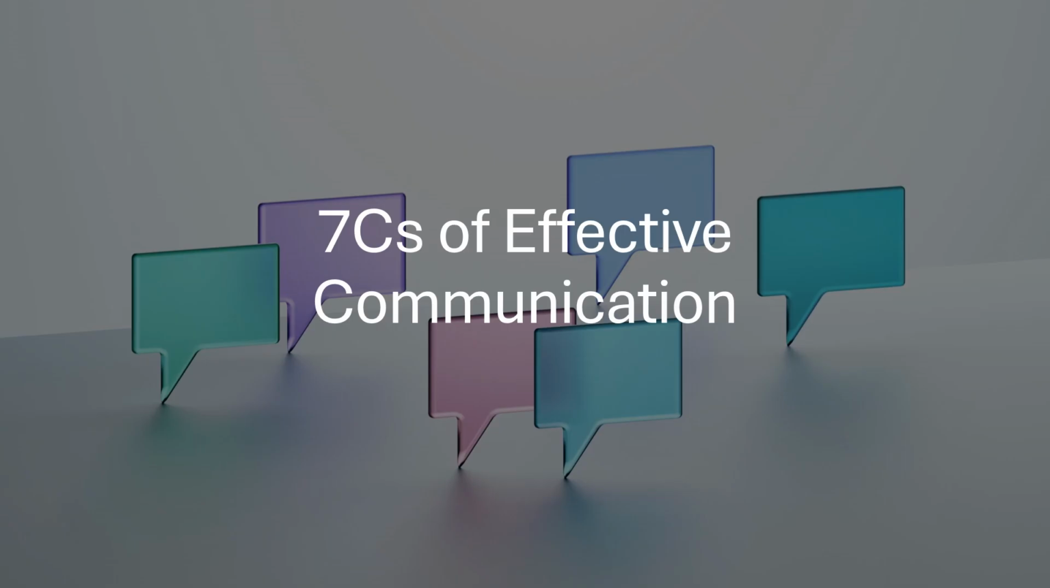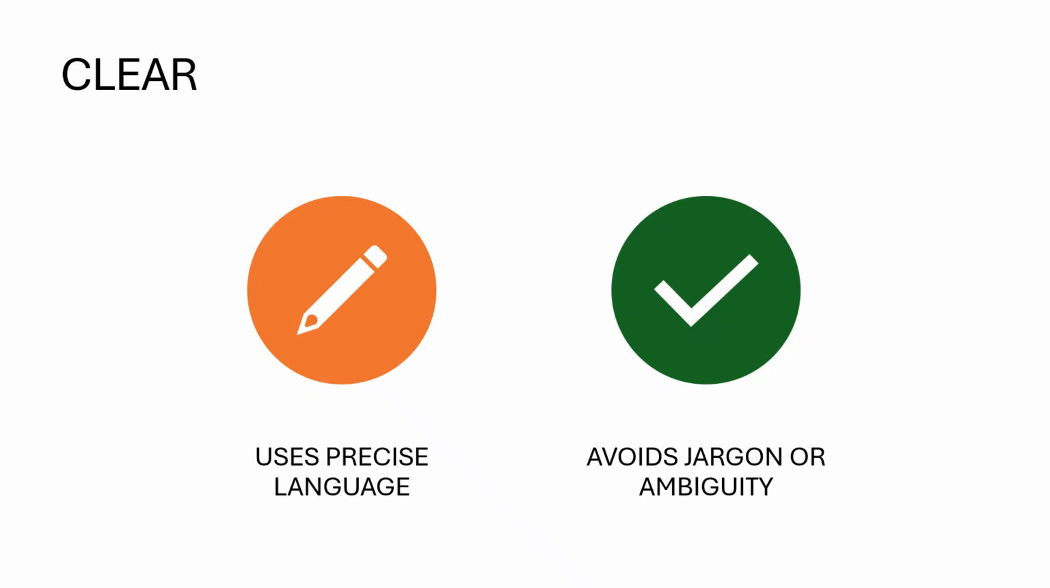Now let us go to the 7 C's of communication. The 7 C's of communication are a set of principles that guide clear communication. They ensure that the message is received as intended. The first C is clear. Clear means it uses precise language and avoids jargon or ambiguity.